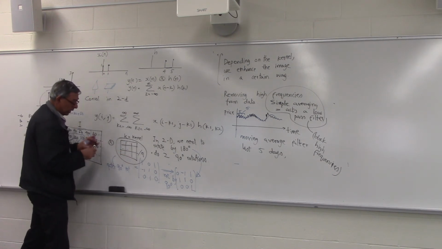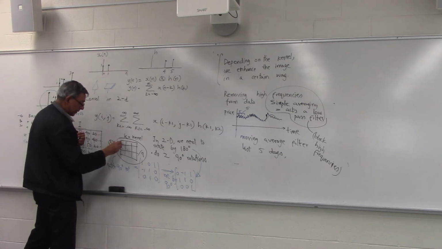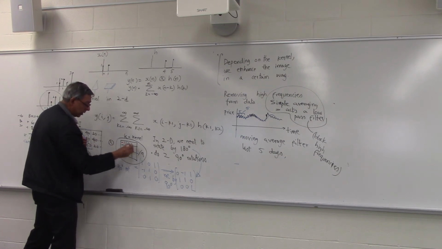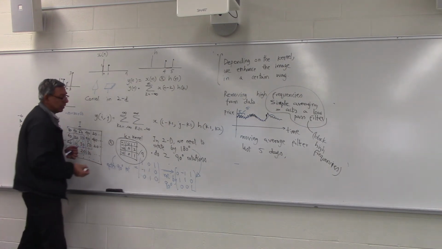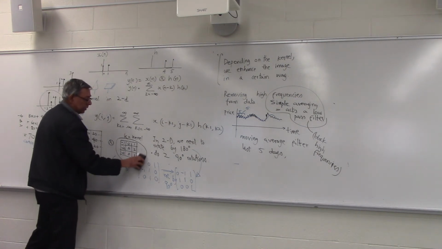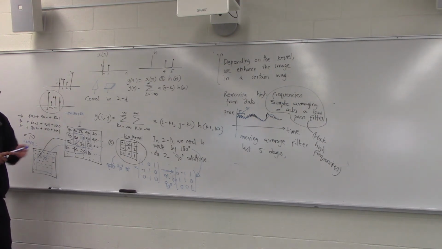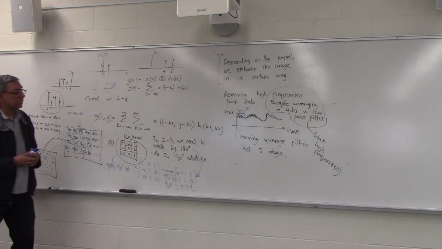If the kernel is, let's say, -1, -2, -1, 0, 0, 0, 1, 2, 1, this will enhance the horizontal edges. The same way, if I put it on this, it will enhance the vertical edges. So we have different kinds of kernels that we can design.